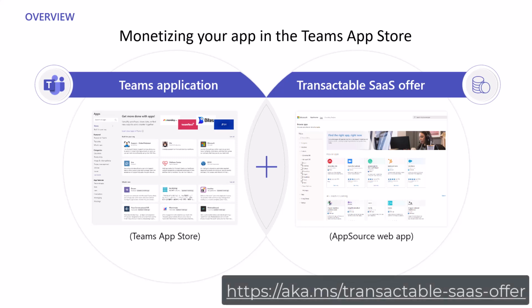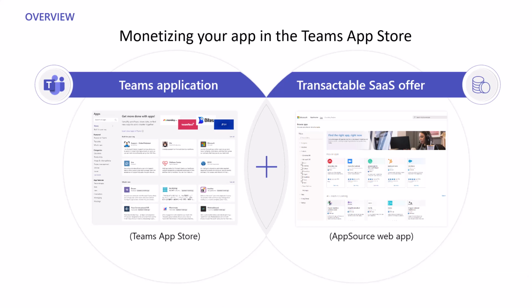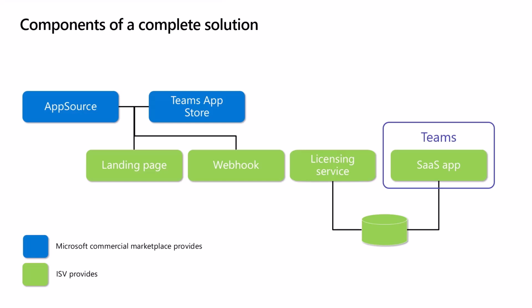A SaaS offer, software as a service offer, is one of the ways that our partners can sell software via Microsoft's commercial marketplace. And I want to recommend another video by David Starr called Anatomy of a SaaS Offer. If you watch that video, you'll see that towards the end, David brings up this diagram and explains the components of a complete solution, including a Microsoft Teams application, which is shown on the far right of the chart, and the other components needed from a commercial marketplace perspective.